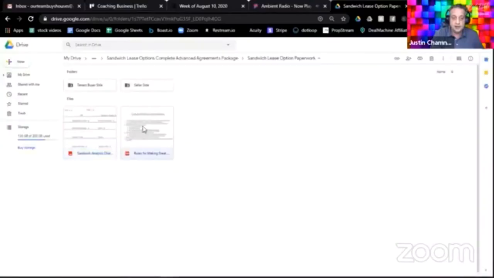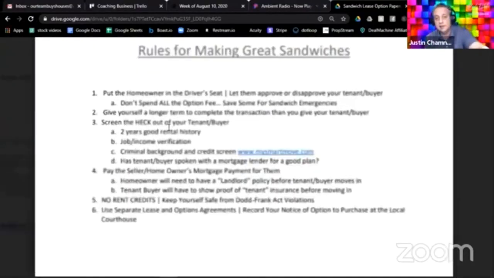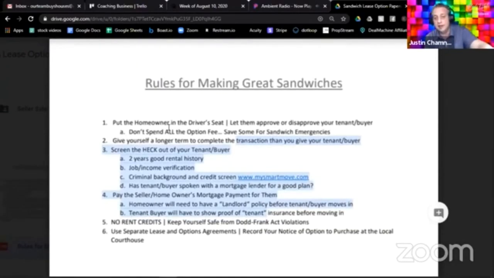Now I'm going to include that, but then I'm also going to include this right here, rules for making great sandwiches. You guys remember us going through the rules? I had them written down. This is a little bit more reader friendly than what we were working with in the session a couple sessions ago.